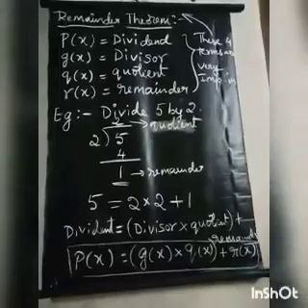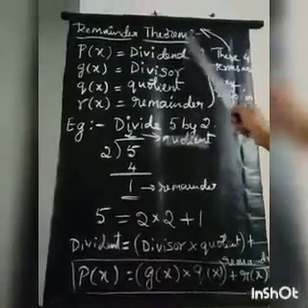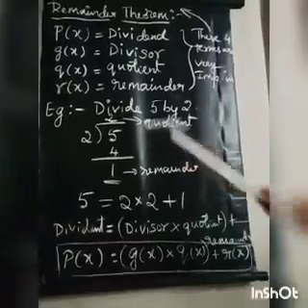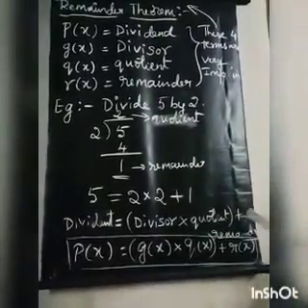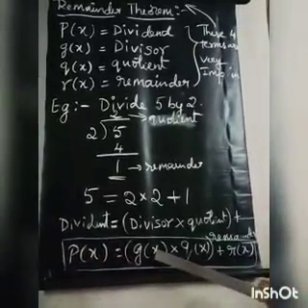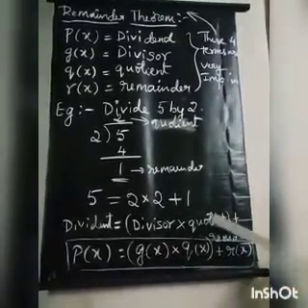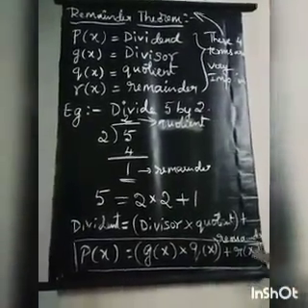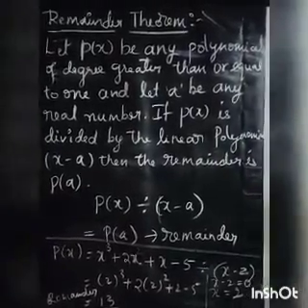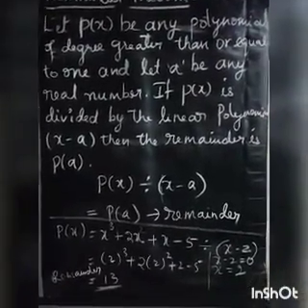In the same way, now I will introduce the formula. 5 is the dividend, and 2 is the divisor and another 2 is the quotient, plus remainder. So the dividend will always be denoted by p of x, the divisor is g of x, the quotient is q of x, plus the remainder is r of x. This is the formula. P of x is equal to g of x into q of x plus r of x, correct?